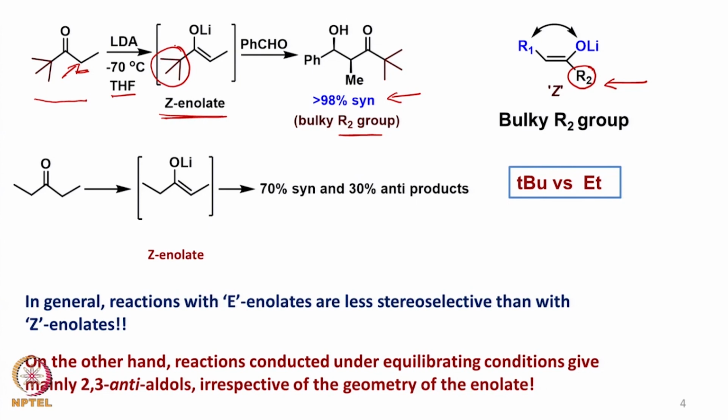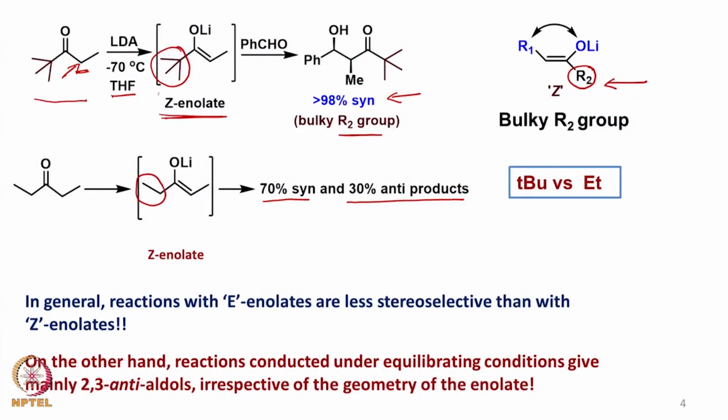Now, if we take in contrast this diethyl ketone, where the tertiary butyl group is now replaced by the ethyl group, then of course we will get this as the Z enolate. However, this Z enolate gives 70% of the syn and 30% of the anti product. So, that means now, since the bulkiness of the R2 group is reduced, this is the R2 group and here it was tertiary butyl. So, it is ethyl versus tertiary butyl group as R2.